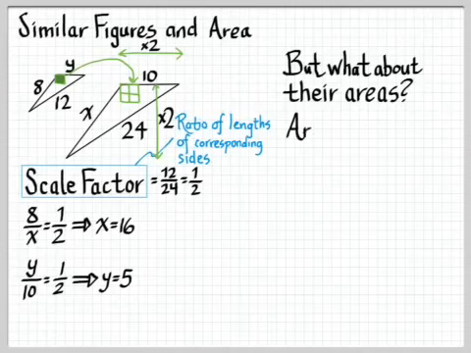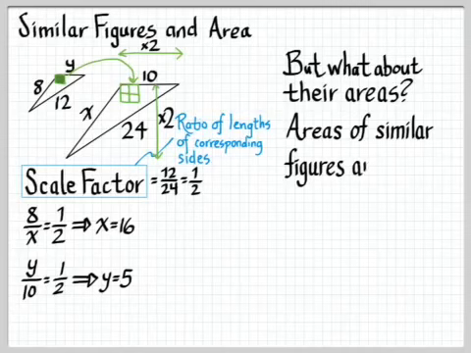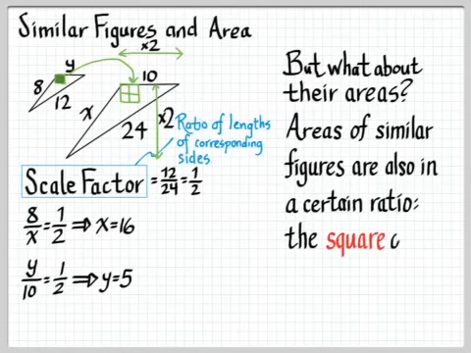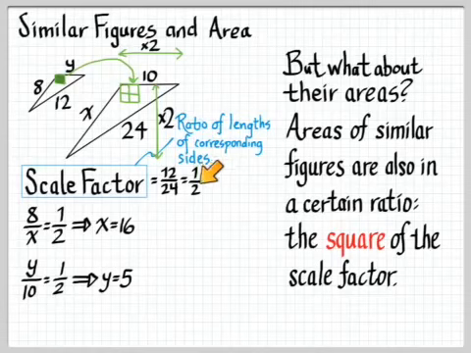And the general principle is that when you have similar figures, their areas are also in a certain ratio, but it's not the scale factor. It's the square of the scale factor. You have to square this 1 to 2 ratio here to get the ratio of the areas.